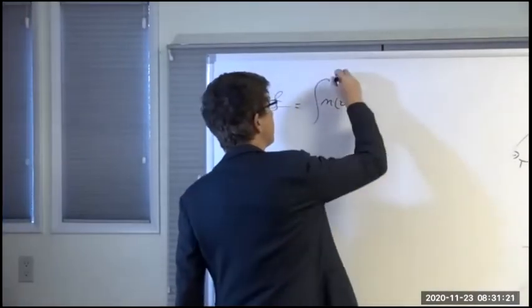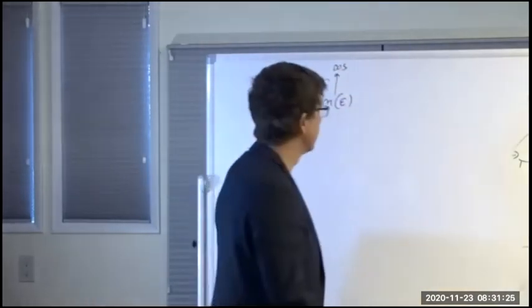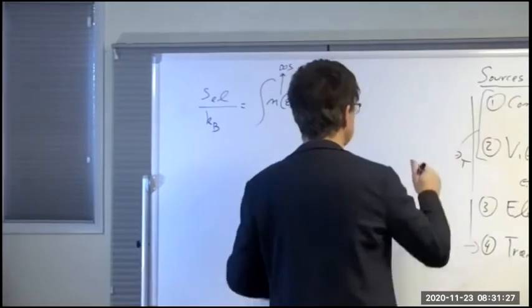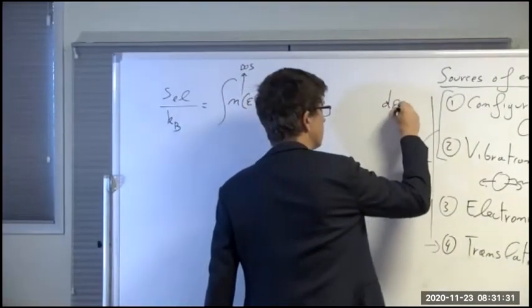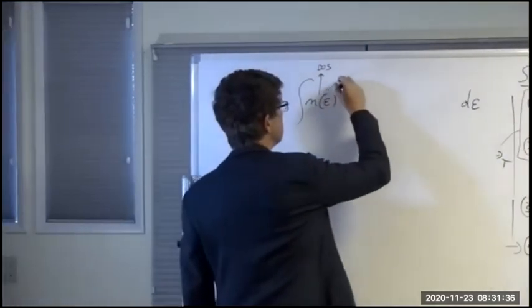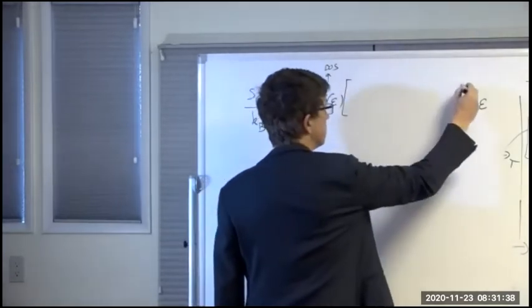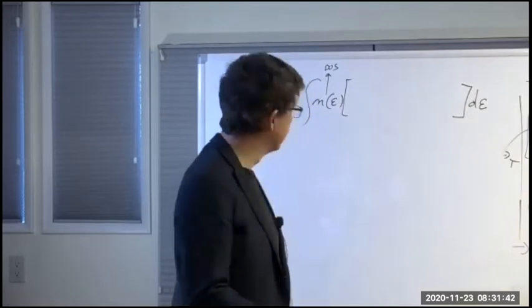So this is the DOS, right? The density of states, of electron states. I'm going to integrate over the energy, so I capture all the states. And what goes in here? What's the p log p?